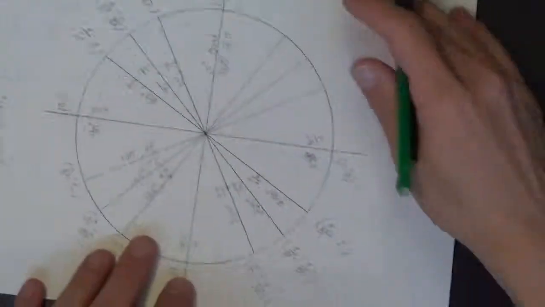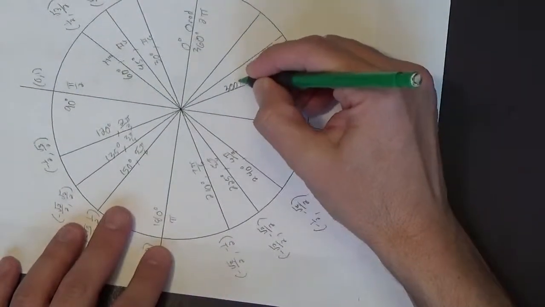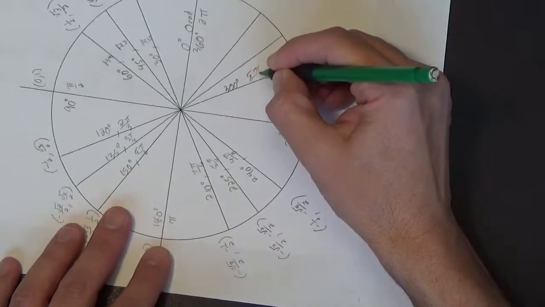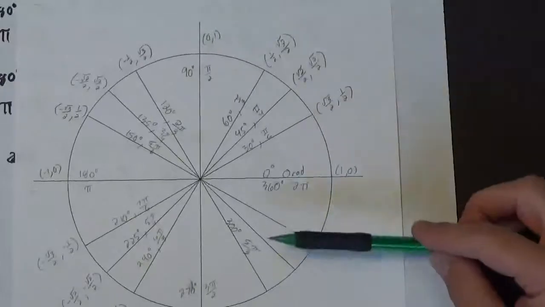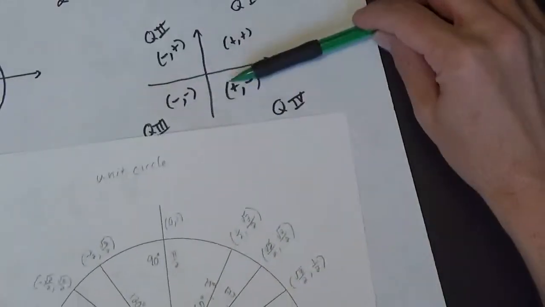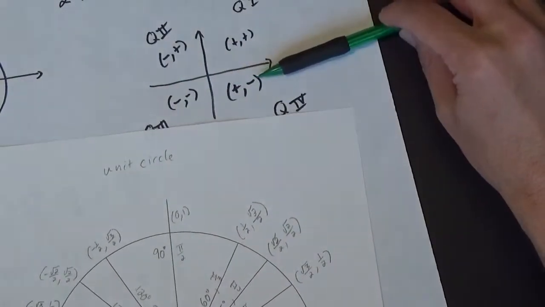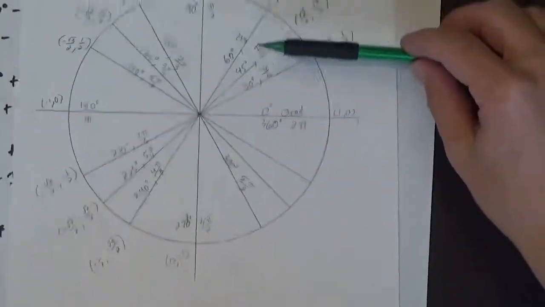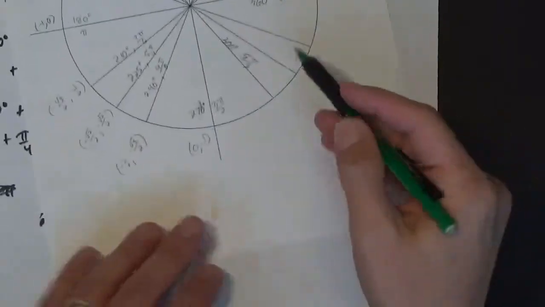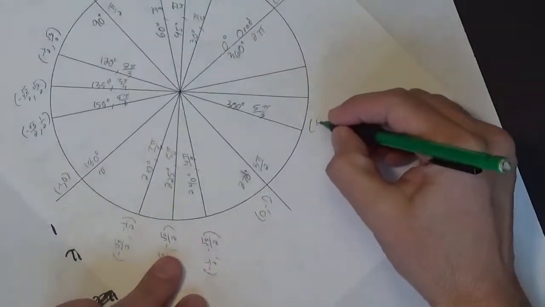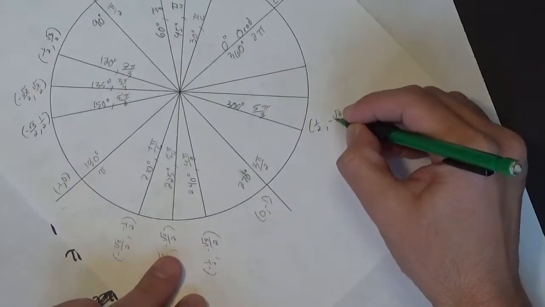So for this one here, we have 300 degrees, 5 pi over 3. And then for this particular quadrant, the x-axis is positive, the y-axis is negative. So the coordinates for this one are going to be 1/2, negative square root of 3 over 2.